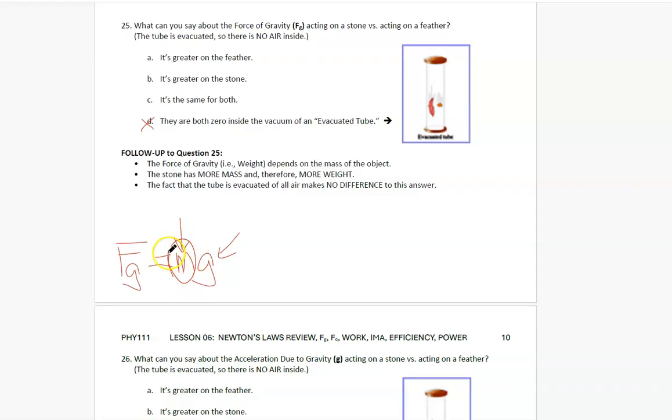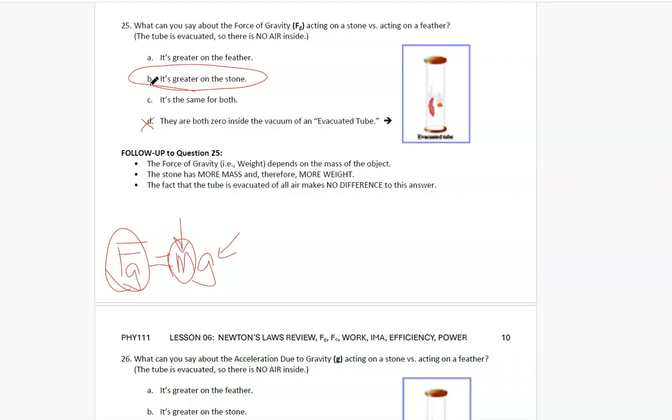If we increase the mass, we will increase the force, specifically the weight force. So the weight is greater on the stone, just like if you were to hold a stone and a feather, the weight of the stone is greater than the feather. There is no trick here.